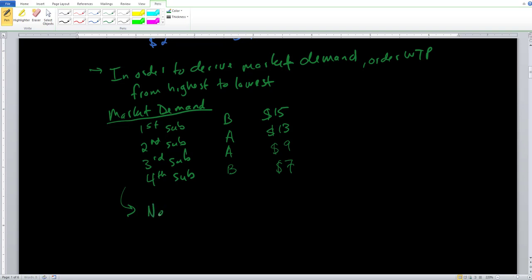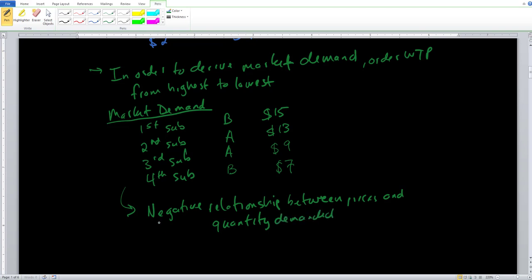So there is a negative relationship between prices and quantity demanded. And this negative relationship is going to be quite apparent for the vast majority of demand curves that we take a look at throughout this semester.